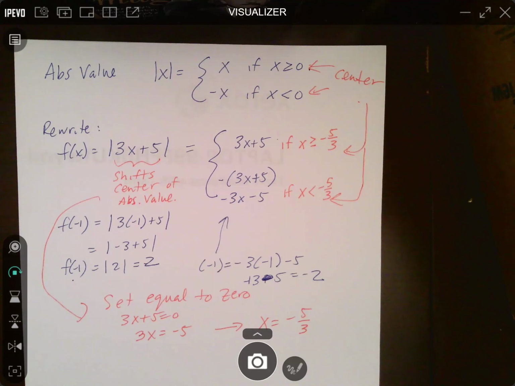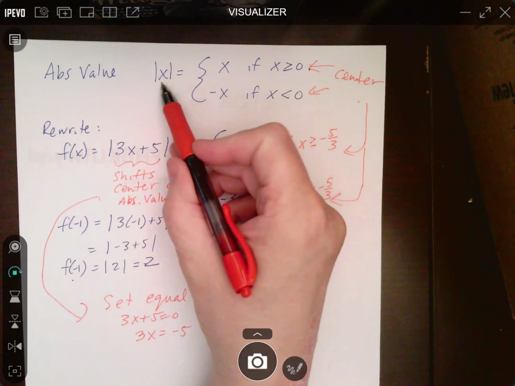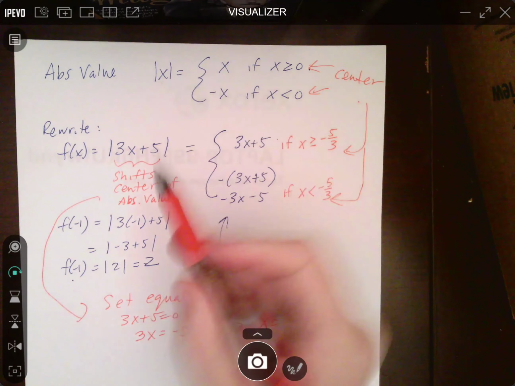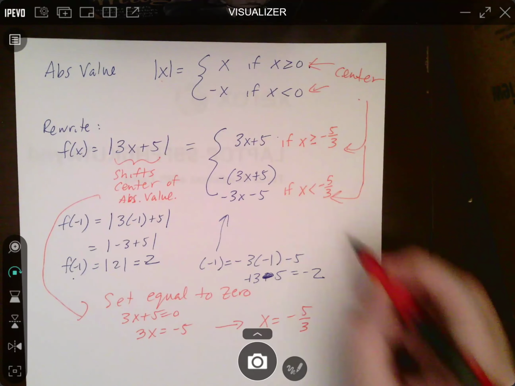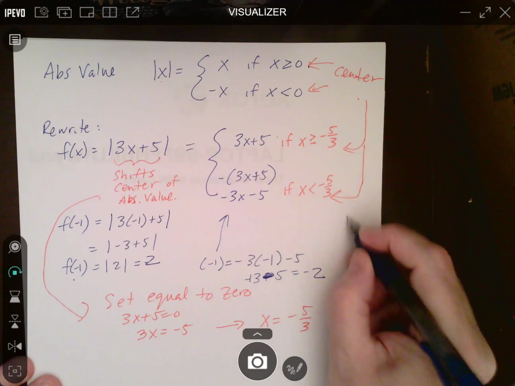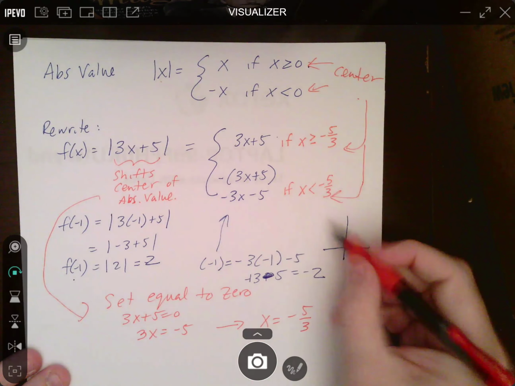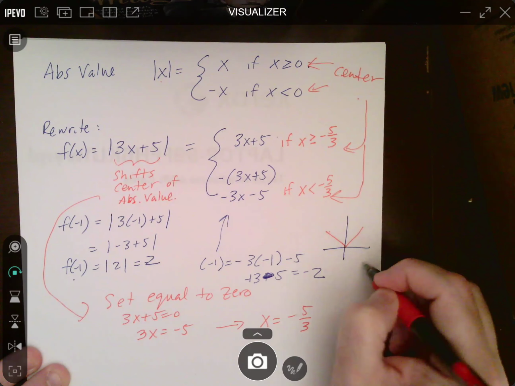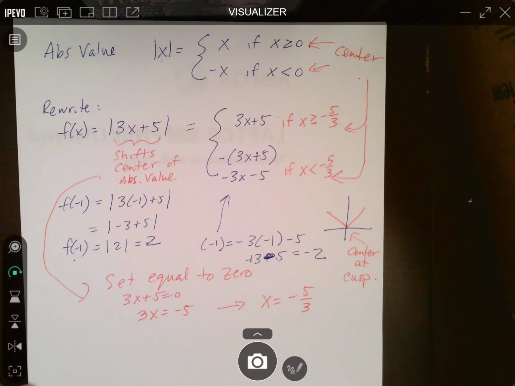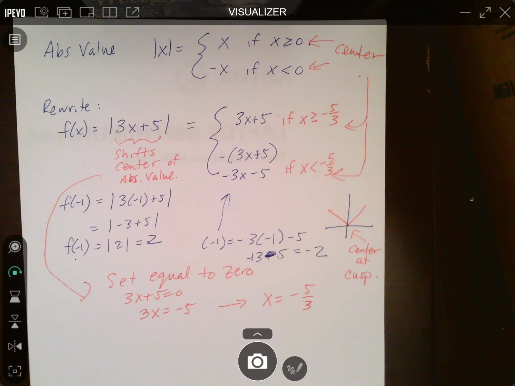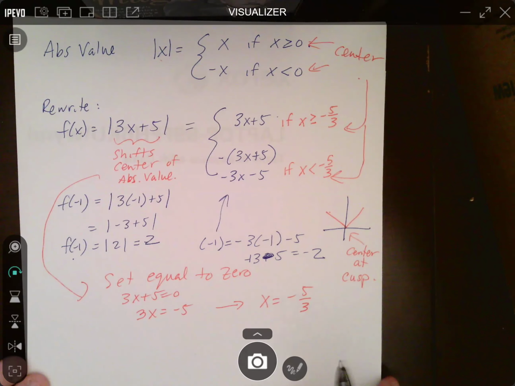A little tricky, right? So remember, absolute value of x is centered where this equals 0. We need to do that for this here and change our center. And when I say center, I am talking about where that cusp is. So the center is at the cusp. Okay, pause that and figure that out. And then I'm going to put up 2 for you to do.